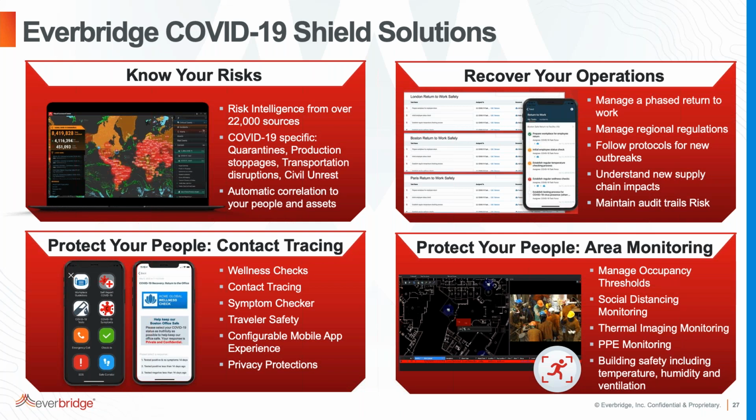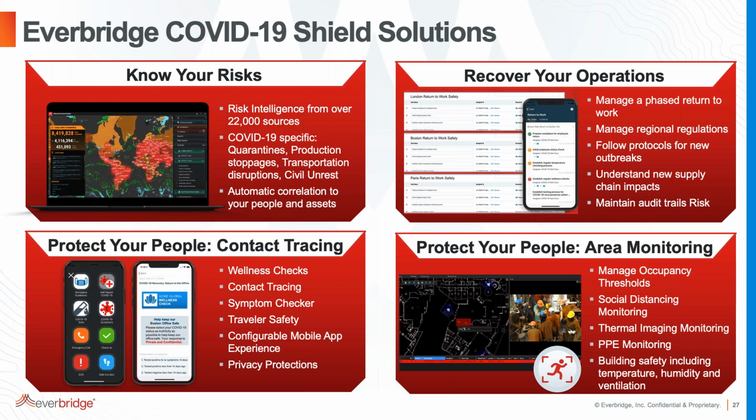And then finally, some additional capabilities to protect your people around area monitoring so that you can understand whether social distancing protocols are being adhered to, whether folks are using personal protection equipment properly, and also monitoring for additional building safety capabilities, including temperature, proper ventilation, humidity, and so on.